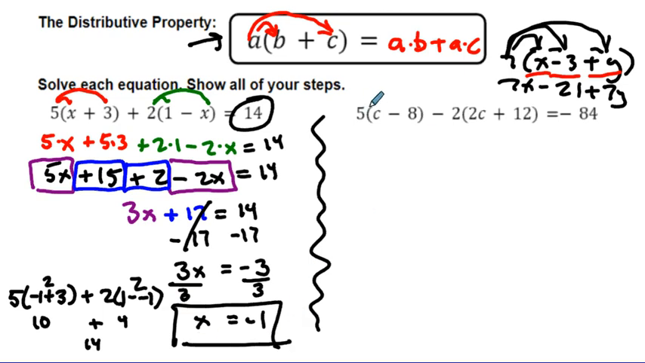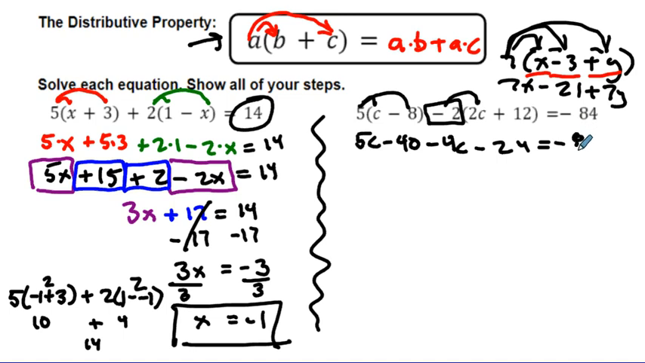All right. Now let's do this again, right? And now I'm not going to blow it out like this. We're just going to go like this. Okay, so we got 5 times c is 5c. 5 times negative 8 is negative 40. Now we have to include this negative sign when we do these, right? So we got negative 2 times 2c, which is minus 4c. Negative 2 times positive 12, which is minus 24, equals negative 84.